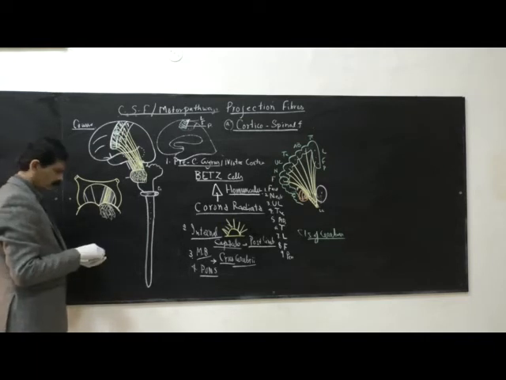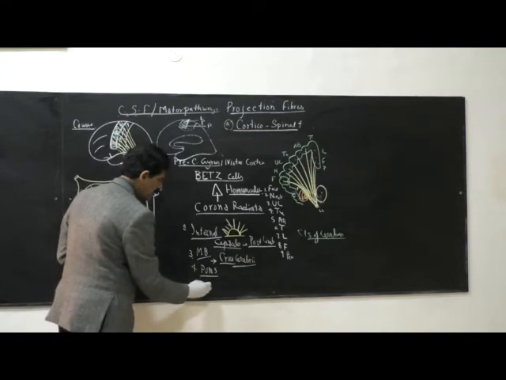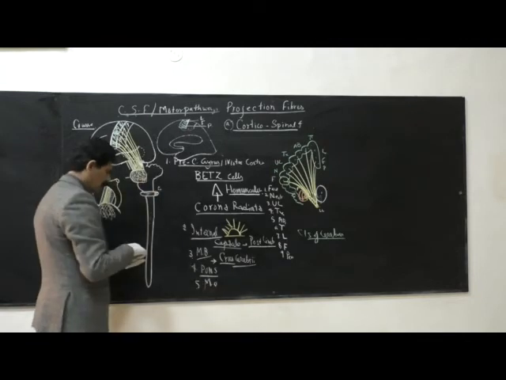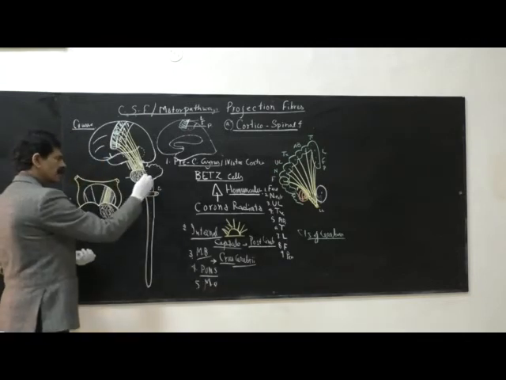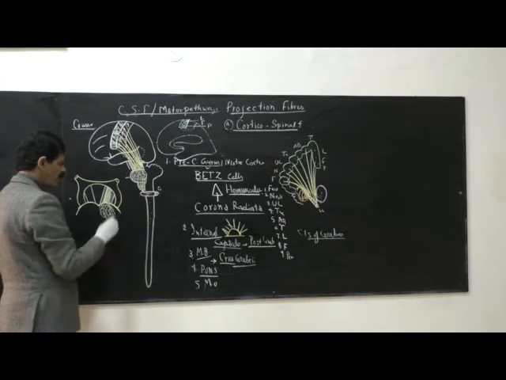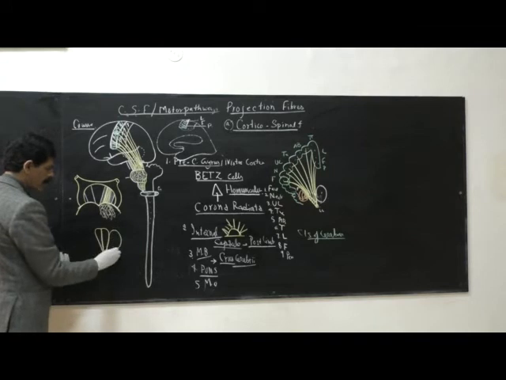Then the next part of the brain below the pons is the medulla oblongata. Now these descending fibers leave the pons, and in the lower part of the pons, again these fibers get very, very close together. They become compact, and they form a surface elevation over the ventral surface of the medulla.